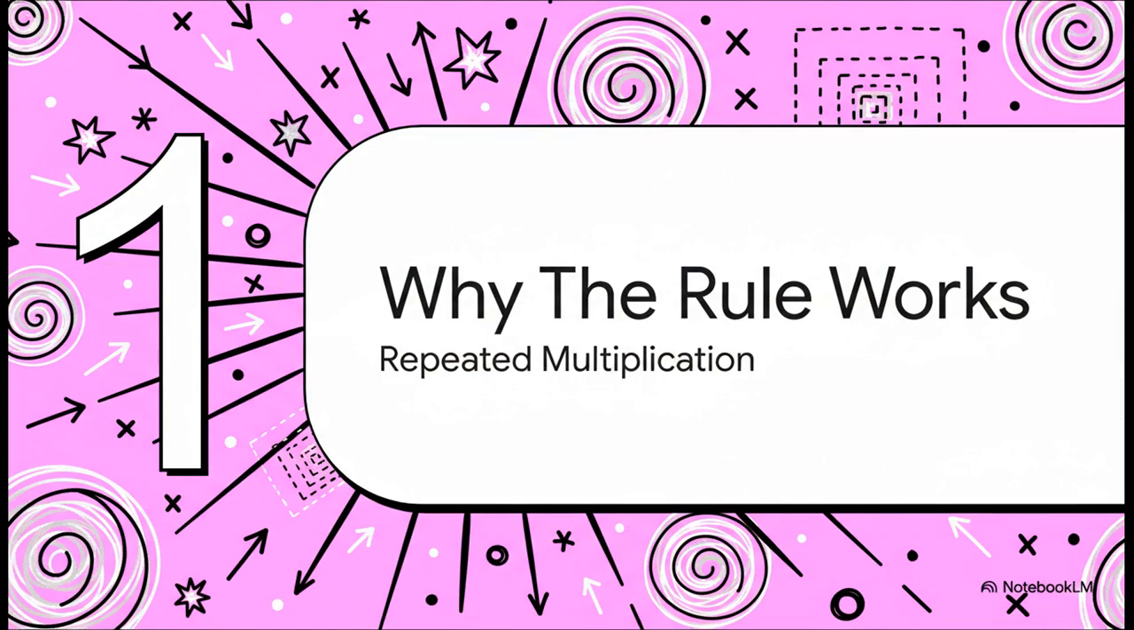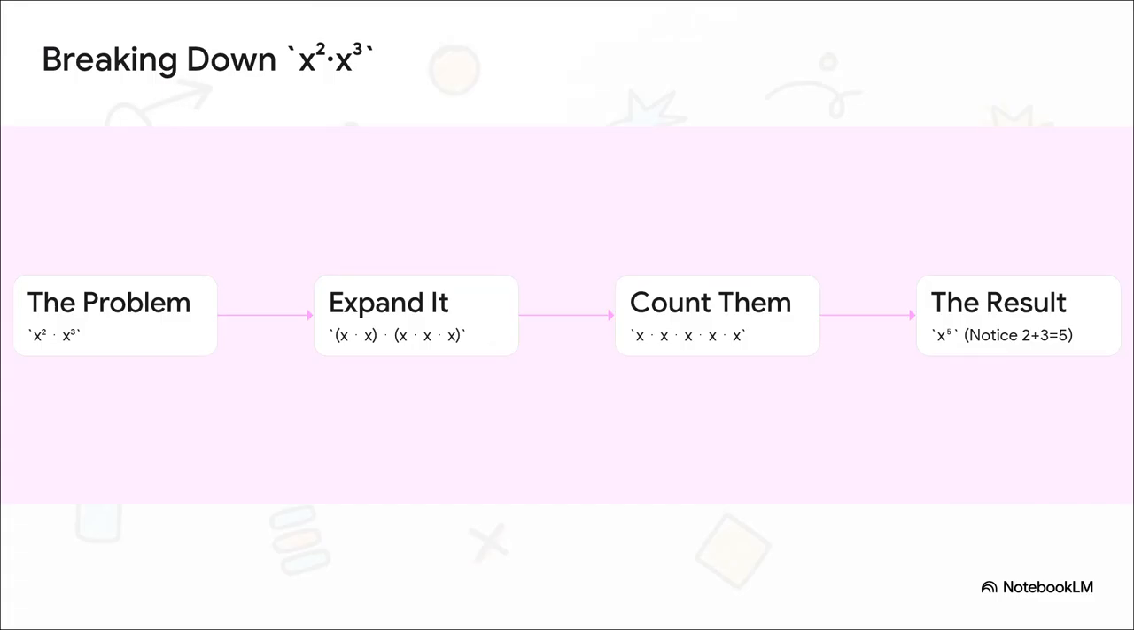Now, I know this might feel a little bit like a magic trick, but it's not, I promise. It's all built on something you already get, just good old repeated multiplication. Let's break it down and see why it actually works. So let's look at a simpler one to really see what's happening. x squared times x cubed.